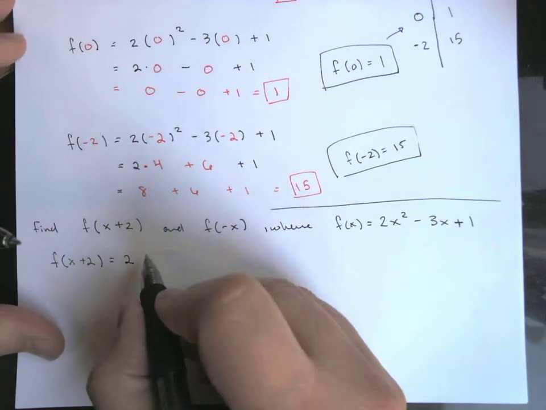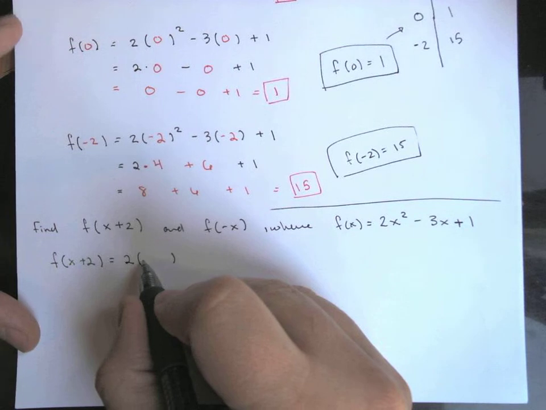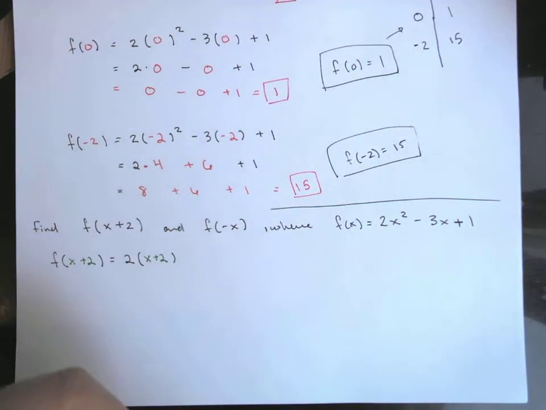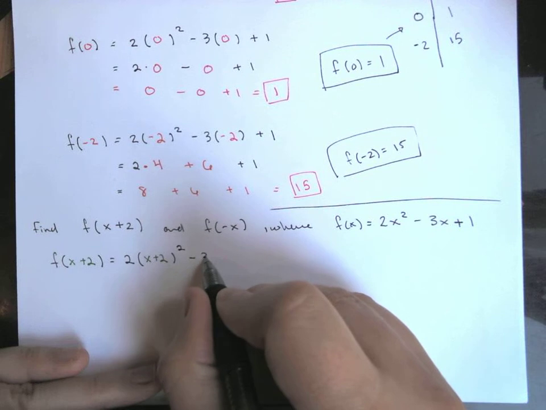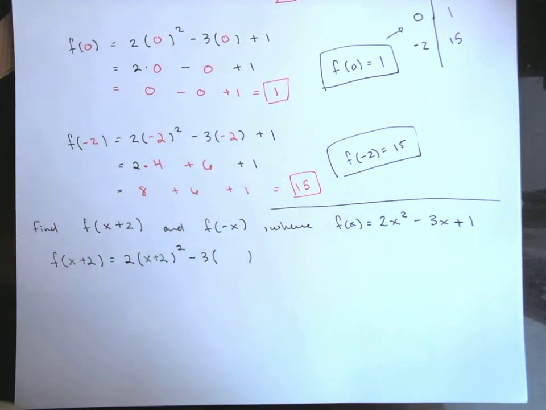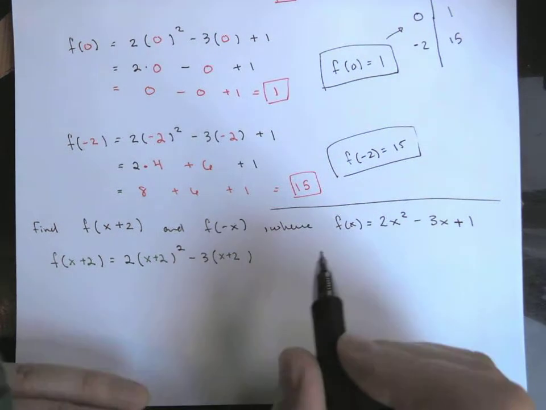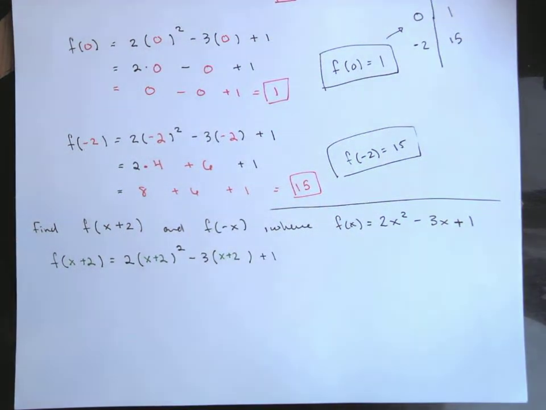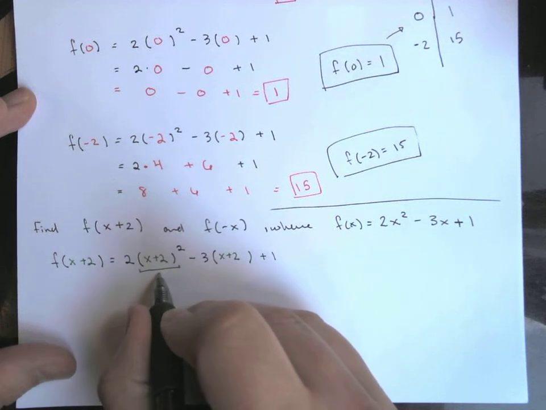So this is going to be 2 times our input in parentheses, so not just x, but this whole quantity, x plus 2. And that's going to get squared. That means we're going to have to FOIL that out and expand it. Minus 3 times, same thing, x plus 2. That's going to be some distribution work. And then plus 1. What I'm going to do for this x plus 2 quantity squared, I'm just going to pull that off to the side. This is going to be a FOIL, or I'm going to do it as a box multiply.